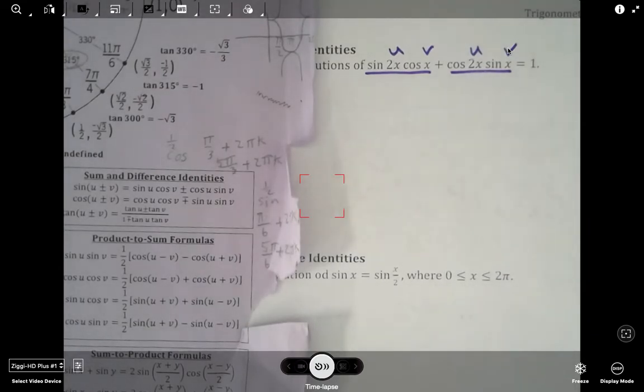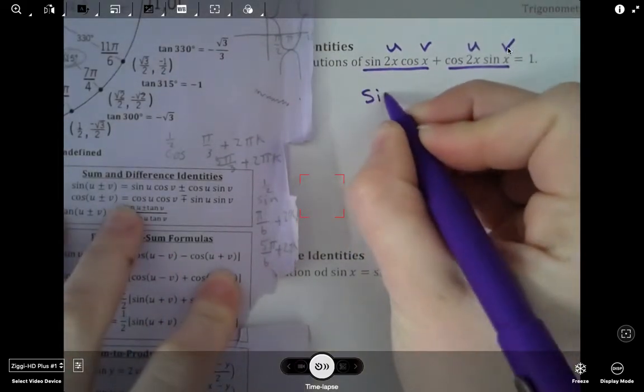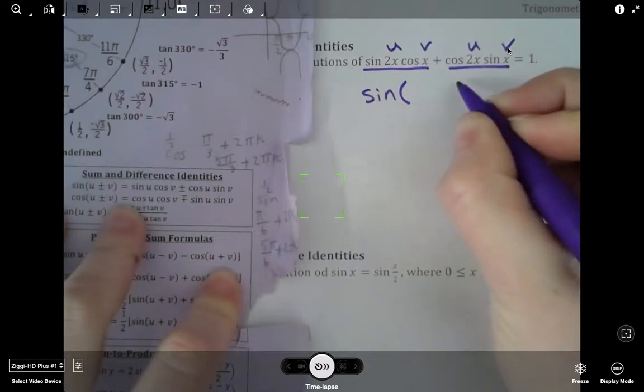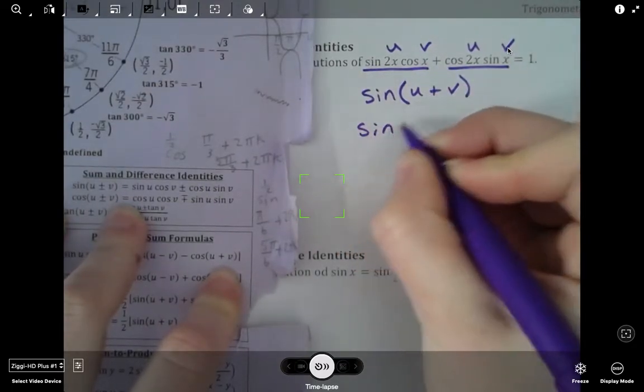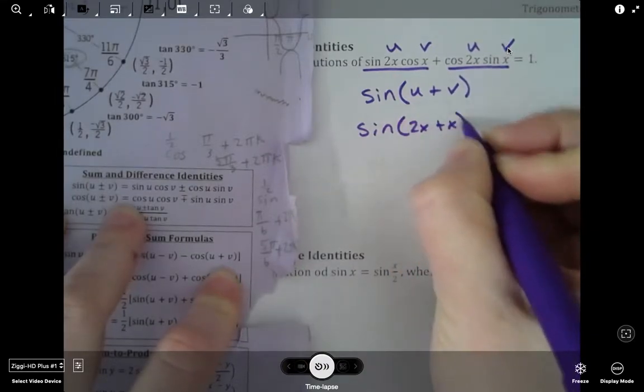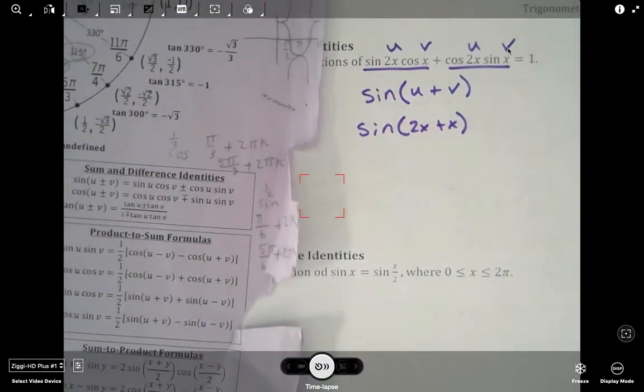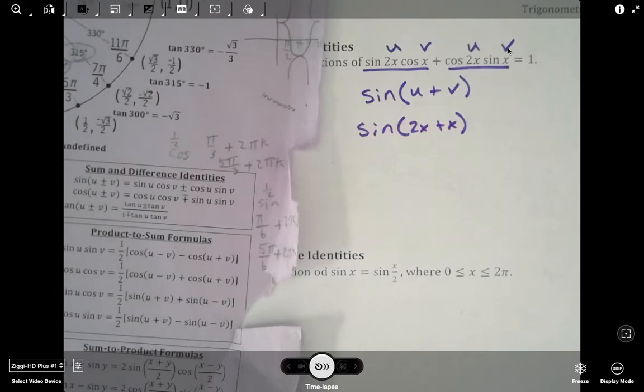Okay, so what's that going to become? Sine of u plus v, which is sine of 2x plus x, because u is 2x and v is x. Does that make sense? You have to leave the x's in there, because the 2x is taking the spot of u. So the entire thing of u is 2x.